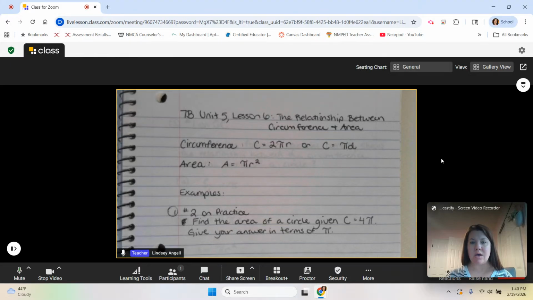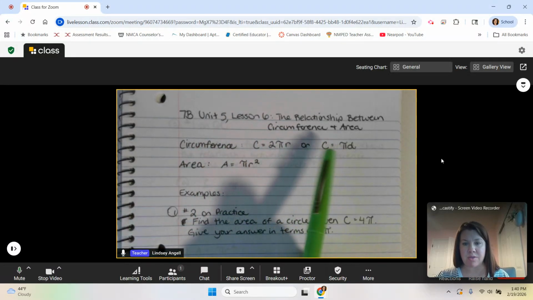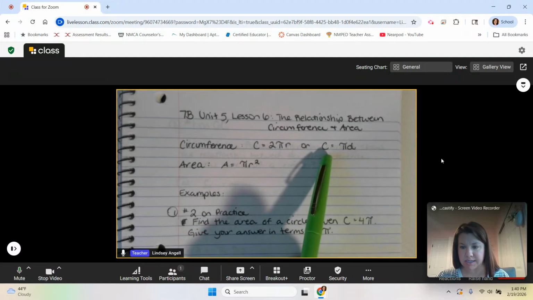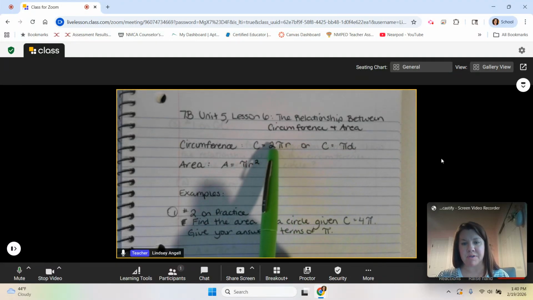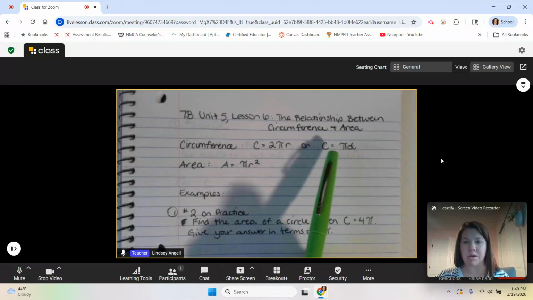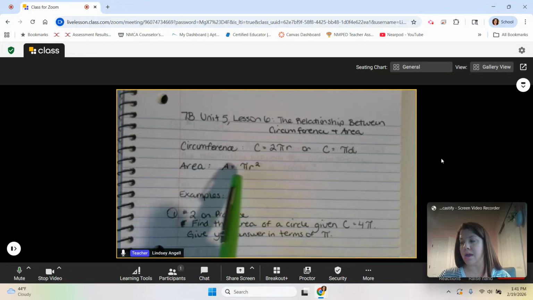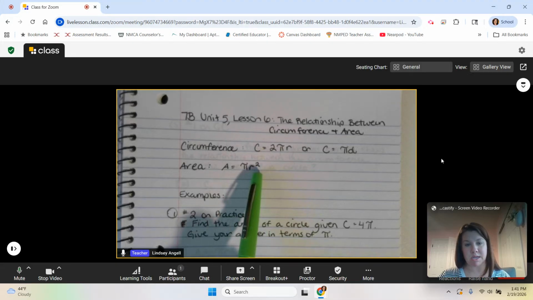Okay, so circumference and area. Circumference, remember, is like the perimeter of a circle, and we can find that by either one of these formulas. Really, it's the exact same thing. Circumference is equal to 2 times pi times the radius, but 2 times the radius is also equal to the diameter. So you could also write it as pi times the diameter. And then the area of a circle is given by pi times the radius squared.